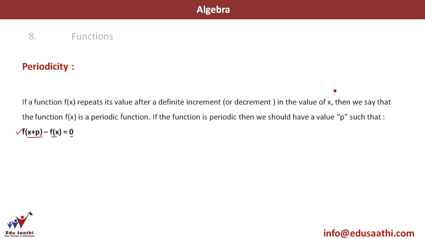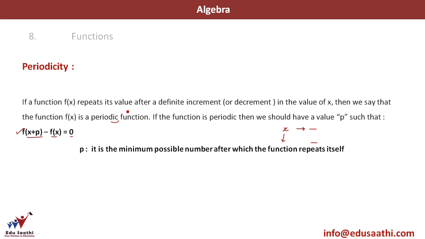Now what does this mean in simple terms? When you put your input as x, there's some value of output that you are getting. When you increase or decrease your input by a certain value, the value of output starts repeating itself. That is what is known as periodicity of a function. So p here is the minimum possible number after which the function repeats itself.